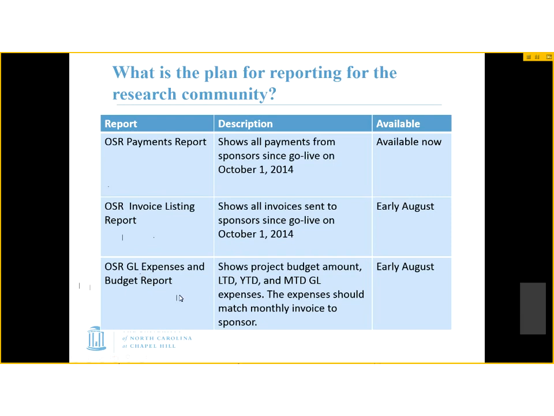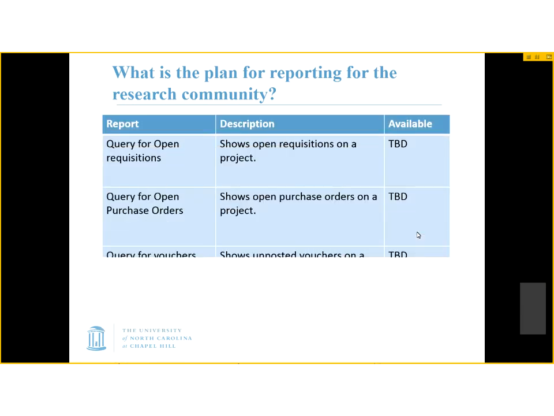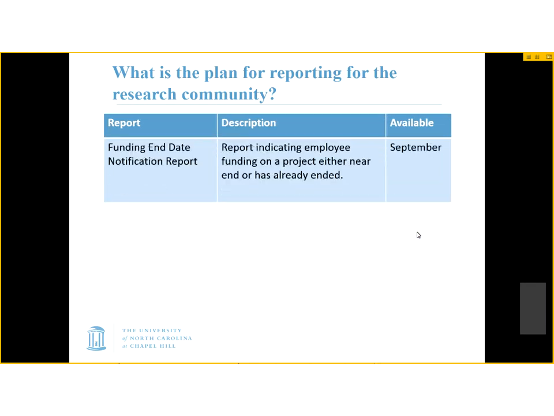And then this OSR GL expenses and budget report, what that's going to show is the budget on your project and then what you've spent on that project based on the GL actuals ledger. So it's really what's posted, your budget minus what's posted and what you have left, okay? And those should be coming out very soon. All right, the next is the series of queries that I talked about that will show your open transactions. Those are coming out very soon. And then we've got coming out more in the September 2016 timeframe is the funding end date notification report.